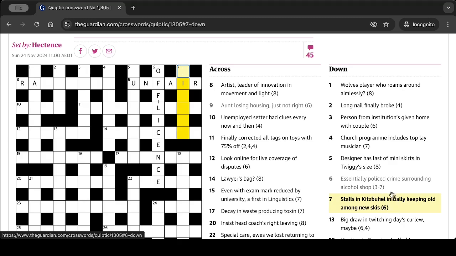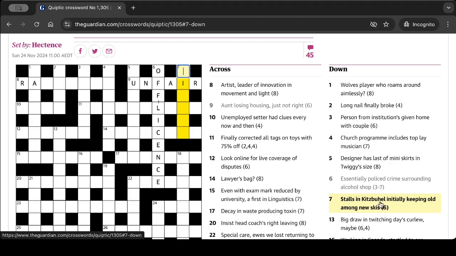So when we've got the word initially, that does make me think that we might be looking at starting letters. So the starting letters of stalls in Kidspool could be SIK. And if it's going to keep old among new and give us something like skis, maybe the straight part is a word that means skis.